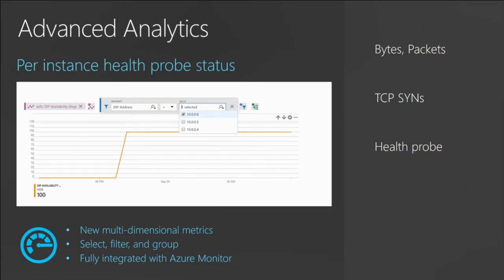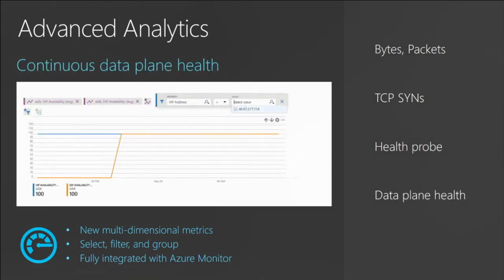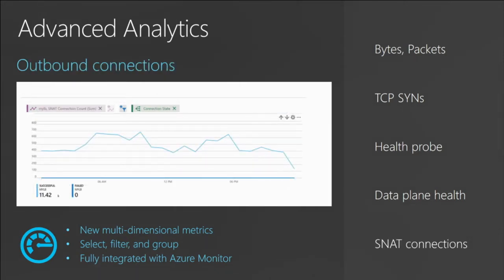We also now fully expose the health probe status of every instance in the backend pool. So you can basically say you want to see the DIP availability, and then apply a filter, as this screenshot shows, that says, okay, this is the one I want to see, or maybe I want to roll them all up into one. We also have a new data plane health measurement that's part of this platform, which allows a continuous data plane measurement. I'll talk about that a little more on the next slide.